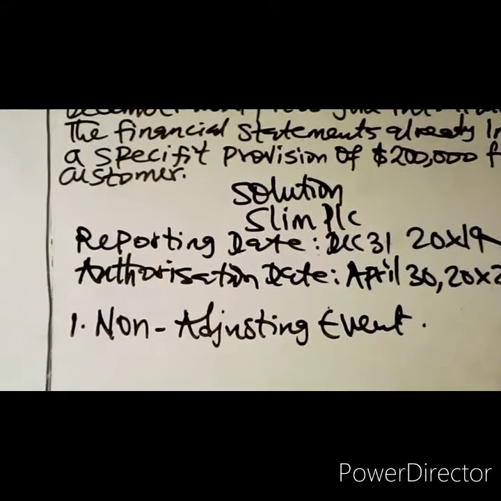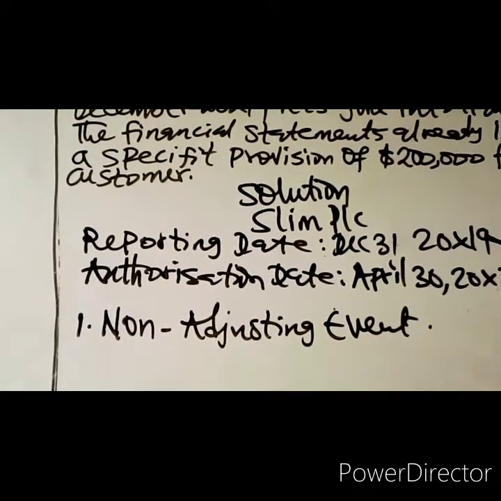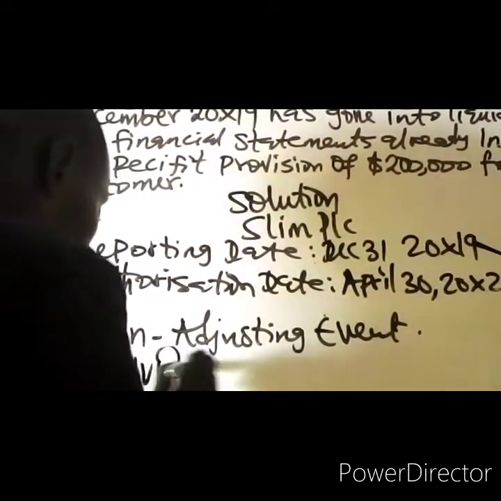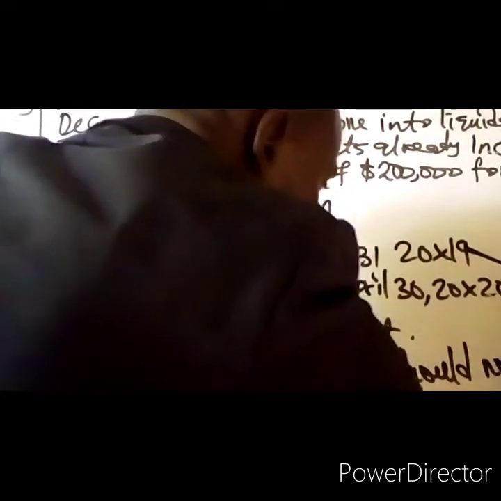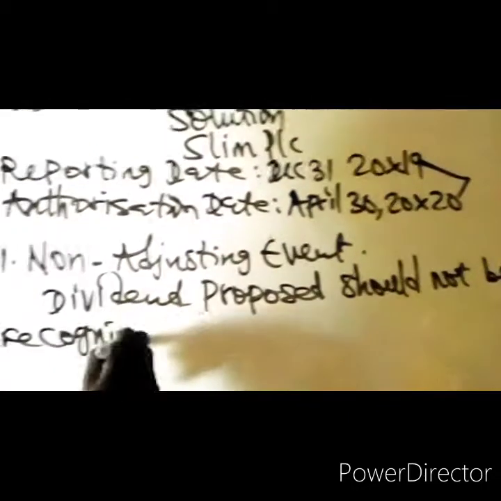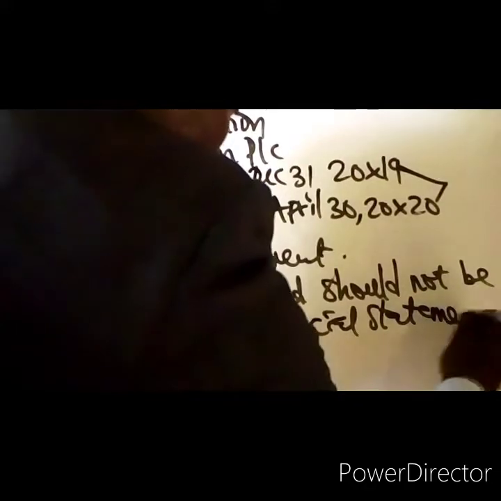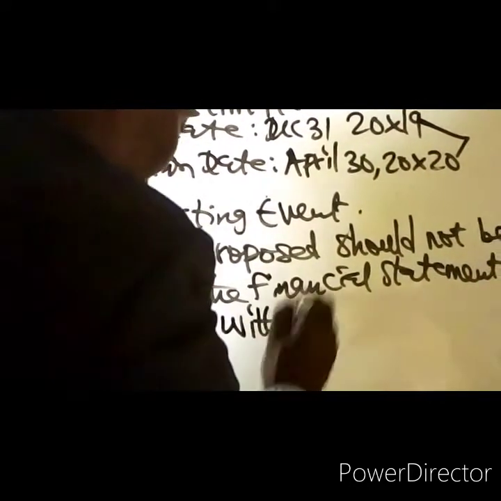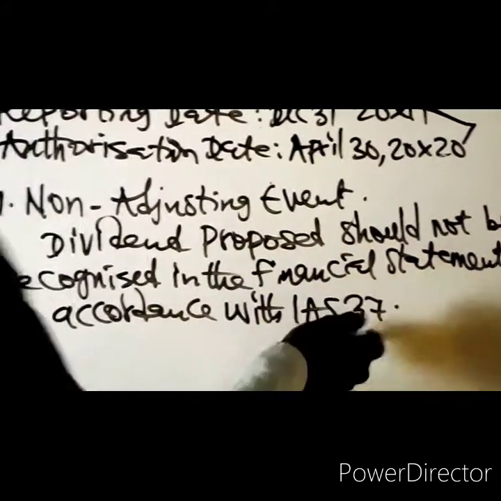So now the required accounting treatment for that. We say it is not an adjusting event. IAS 37 requires that dividend proposed should not be recognized in the financial statements. So dividend proposed should not be recognized in the financial statements in accordance with IAS 37, provisions and contingent liabilities. So we should not recognize it.